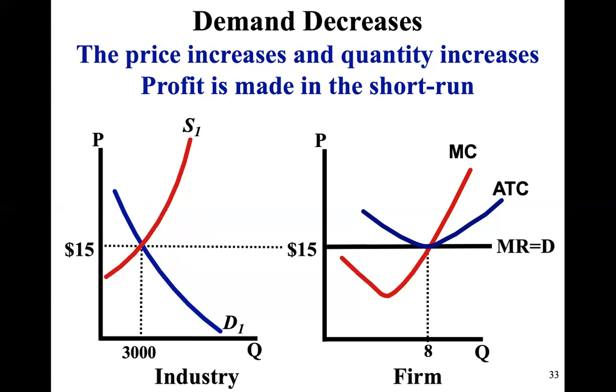Again, pretty cool. Society said, we don't want these things anymore. We go through the process. Society reallocates its resources. And in the end, we have the same price, right? And this particular firm has the same cost and revenue. However, the only thing that's changed is the quantity in the industry.